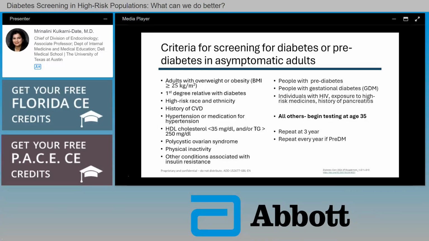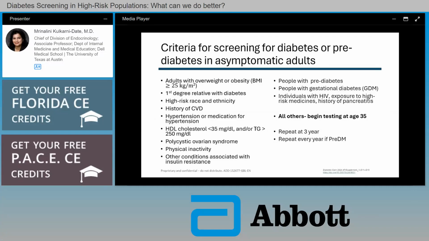So adults who are overweight or obese, people who have a family history of diabetes, particularly first-degree relatives, high risk race or ethnicity. So that would be Black, Latino, Asian American, Native American, and Pacific Islander. Anybody with a history of cardiovascular disease, hypertension, if they meet certain cholesterol parameters, women with a history of polycystic ovarian syndrome, physical inactivity. And I think that brings into a lot of people who might be physically inactive. Other conditions associated with insulin resistance, people with prediabetes, people with gestational diabetes.